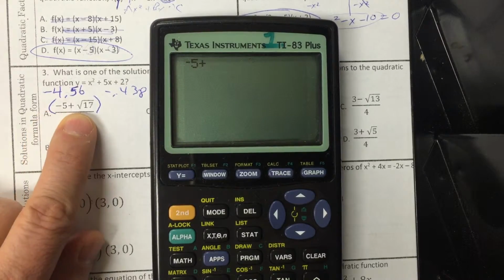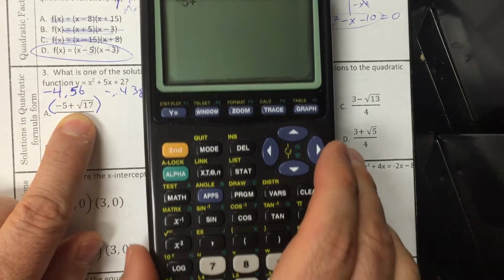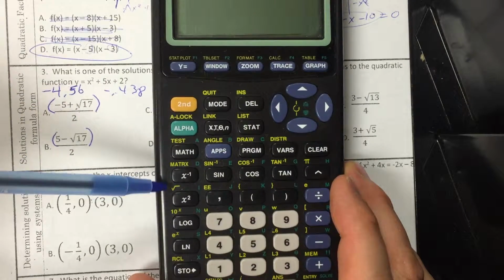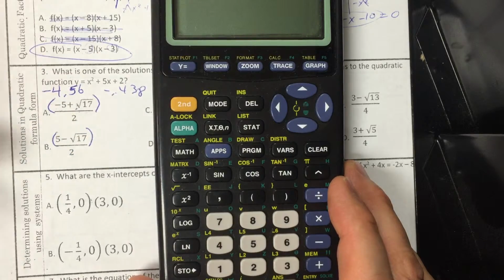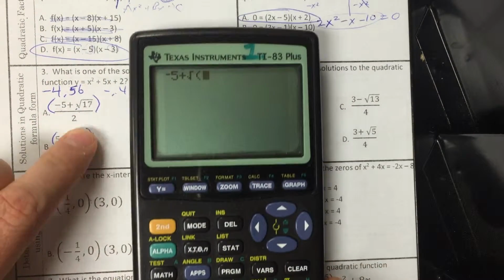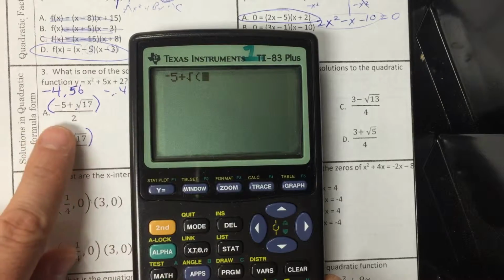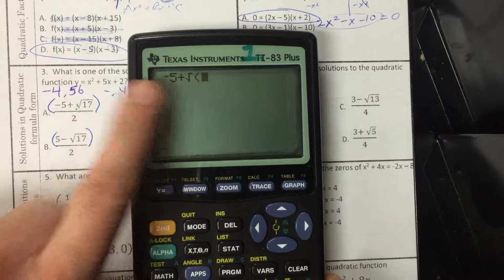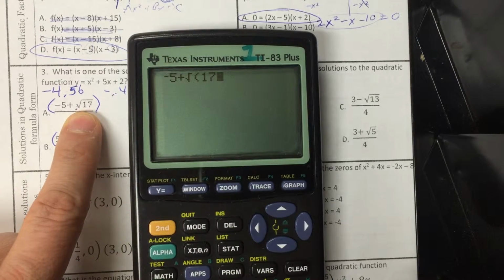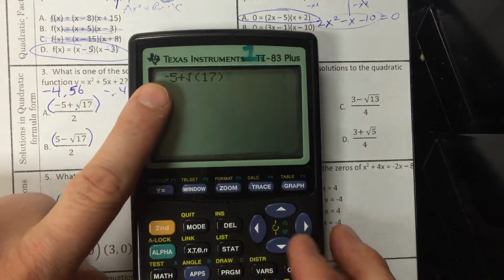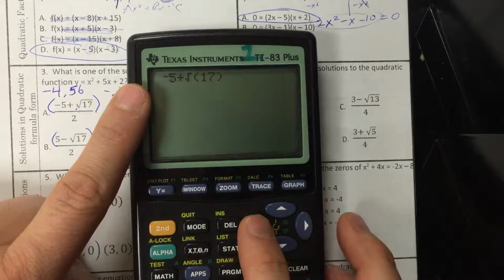-5 plus, now here's a new button that we haven't used, the square root button, okay? That's in here, it might be blue or yellow depending on what calculator you have. We're going to use the second key, and we're going to push the x squared, and we get square root, okay? Now, this little parenthesis only belongs to what's inside the square root, which is 17. Then I close it. But then, remember, I forgot my parenthesis. So I'm going to go back.